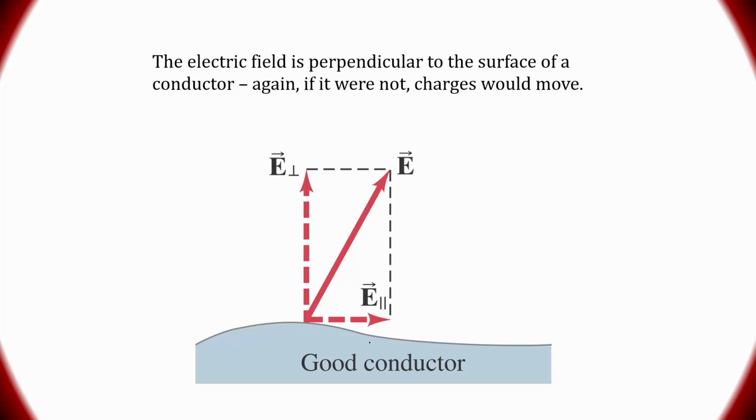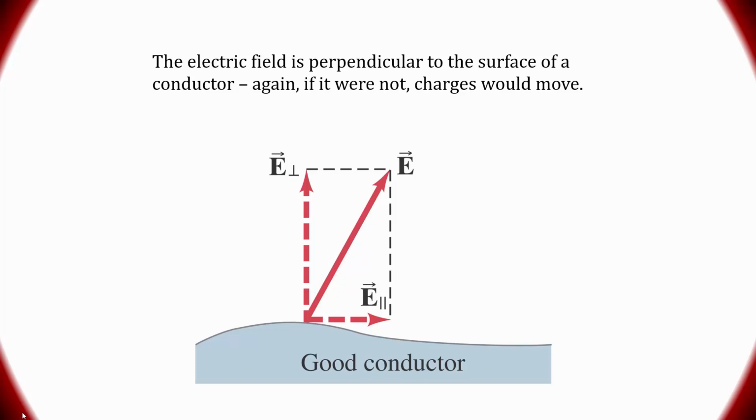And they would keep moving once again until there was no force, which means there's no electric field, because as these charges move, they're changing the electric field, because the charges are what are creating the electric field to begin with. So this doesn't happen. You don't get parallel components to electric fields in conductors. You only have perpendicular components. So that is no good. You just have this guy right here.